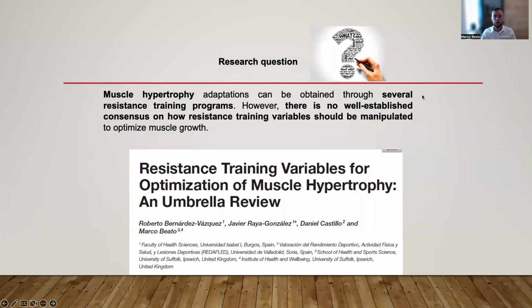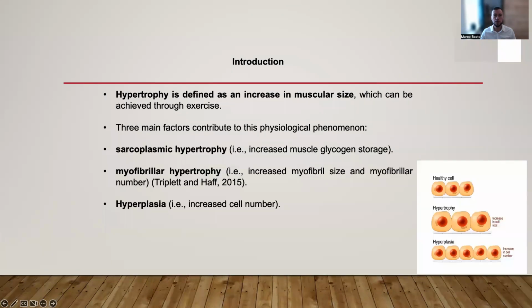In this paper, we try to answer the following question. Can muscle hypertrophy adaptation be obtained through several resistance training programs? Is there a well-established consensus on how resistance training variables should be manipulated to optimize muscle growth? Let's start with a brief introduction.